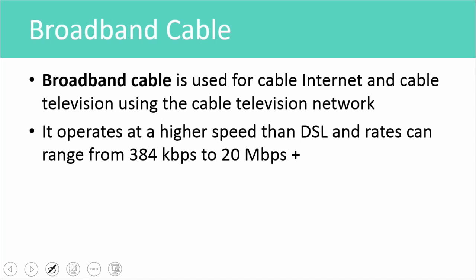All right, broadband cable is just used for cable internet and cable television. This is probably what you have in your home, right? I have it in my home. It operates at a higher speed than DSL, and the rates can range from 384 kilobits per second to 20 megabits per second. So that's a pretty common network speed for home internet. This is something that you're probably using right now, and you may not even realize it until now, right? Because I just told you.